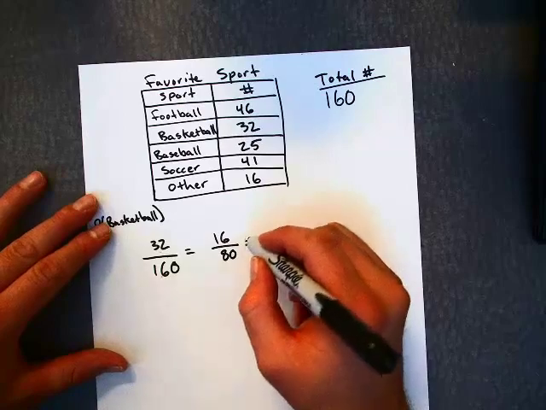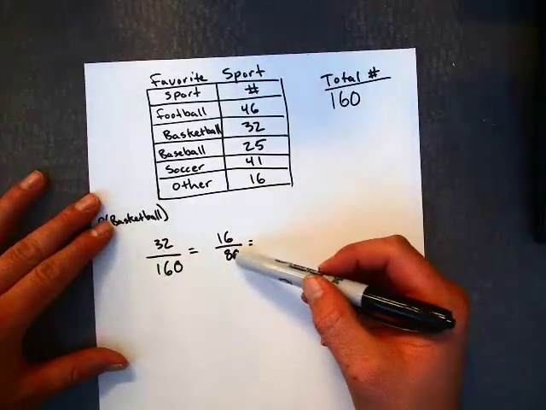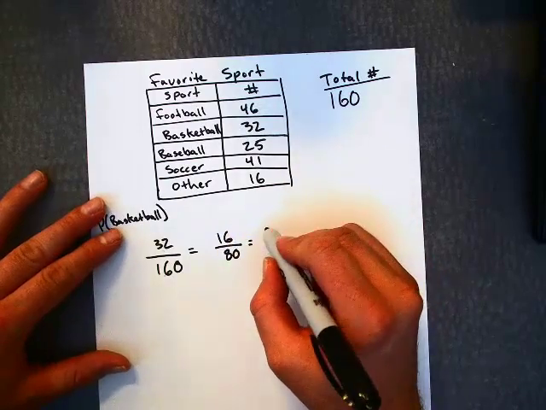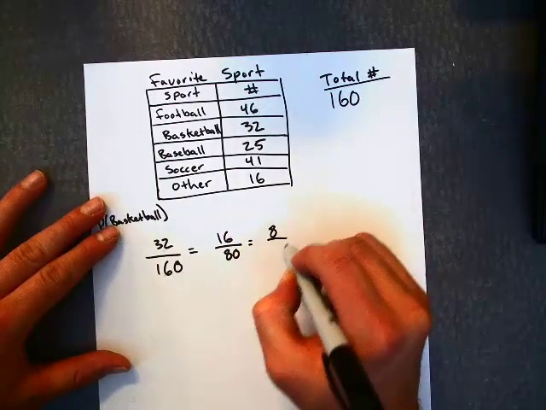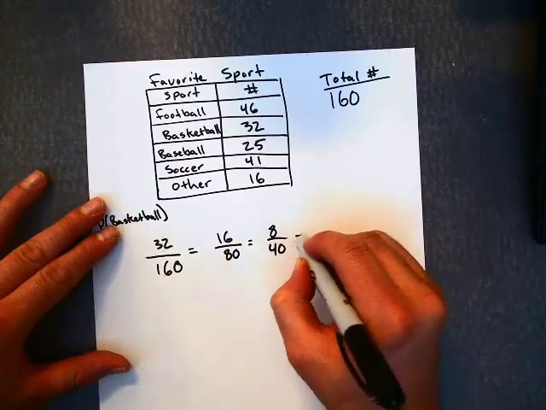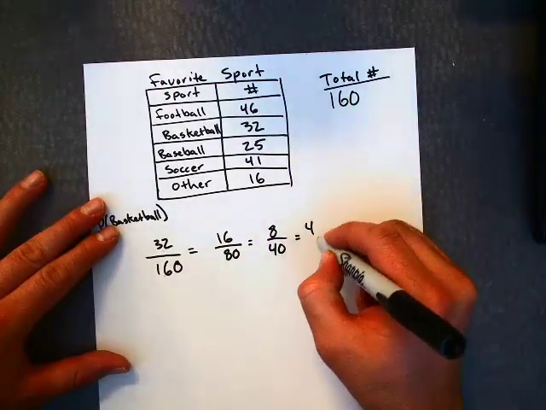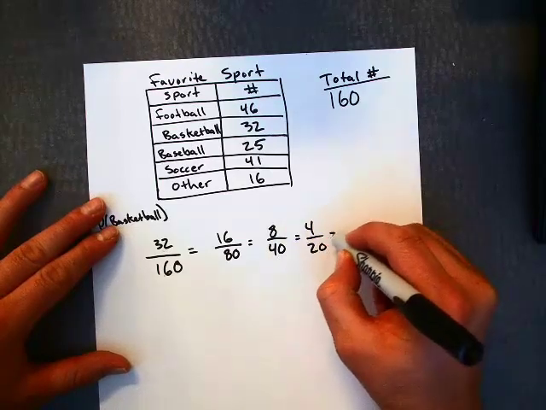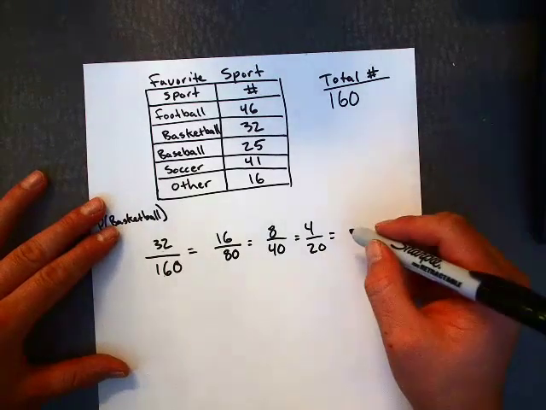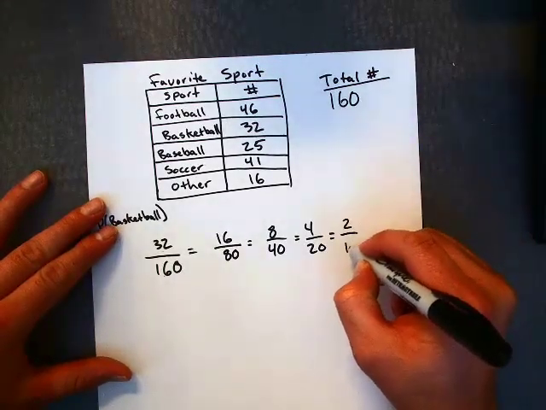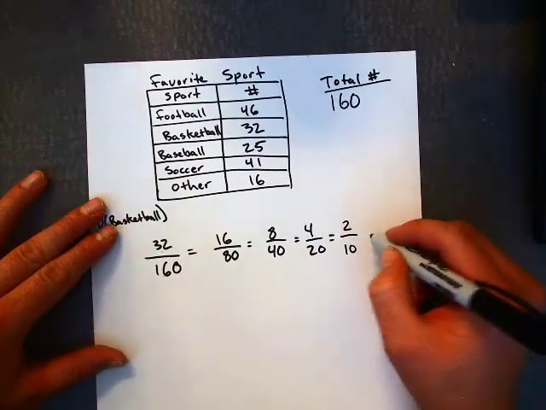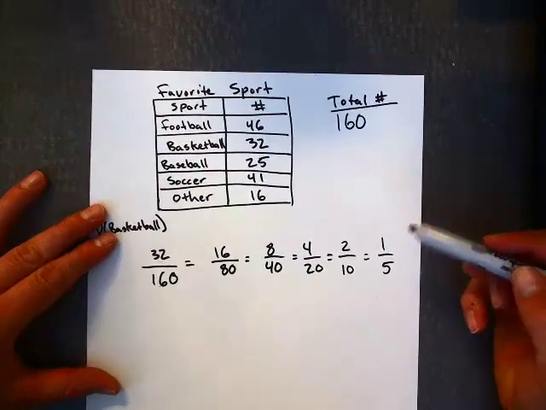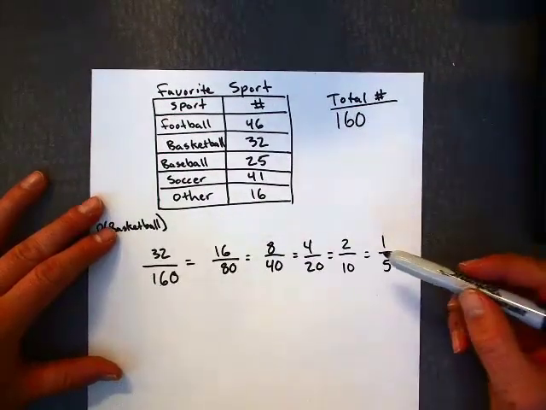Okay. All right. So as I was saying, 16 over 80. Those are both even also, so I can cut 16 in half. What's half of 16? 8. What's half of 80? 40. Oh, look, I can cut it in half again. 4. What's half of 40? That's 20. I can cut these in half again. 2. 10. Oh, look, they're even. 1. 5. So the probability of someone that likes basketball is 1/5.